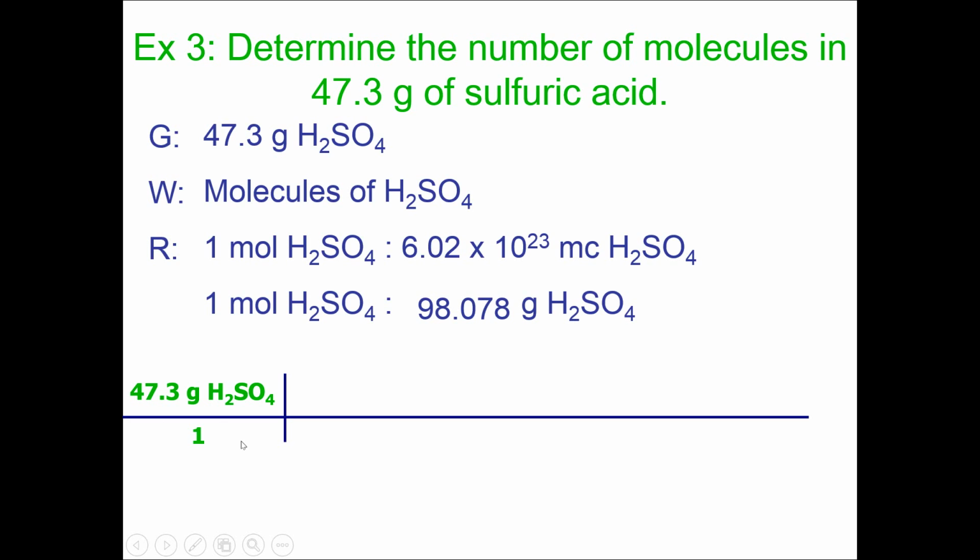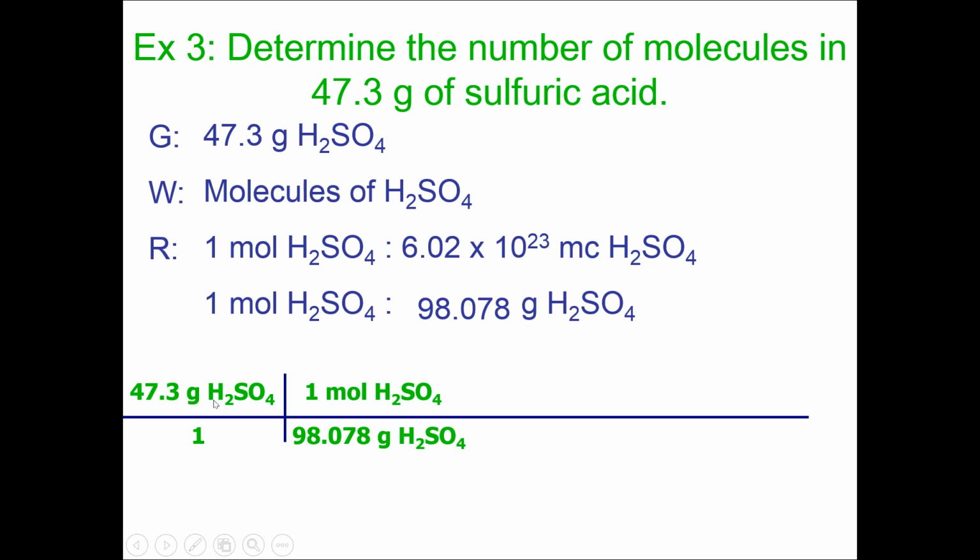We always start with the given over 1. After the given over 1, we're going to use the units in the given to drive the rest of our problem. If I see grams of H2SO4 in the given, well, I need grams of H2SO4 diagonal from that. So I scan all of my ratios, and I notice one of my ratios has grams of H2SO4. So I'll take this entire value, put it diagonal from the given, and then I will put the other side of the ratio above it.